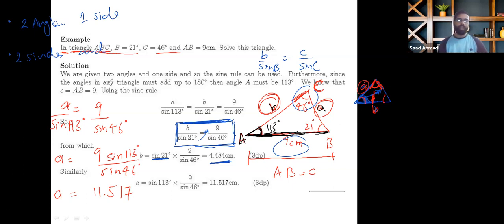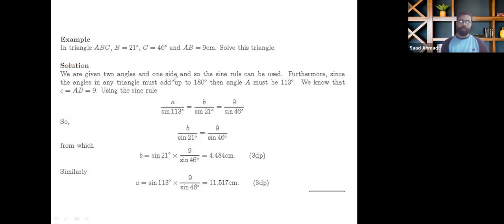So there are two ways. If any two angles and one side, like the side opposite to any angle, is given, or two sides and an angle that is opposite to any of the two sides is given, then we can use the law of sines.